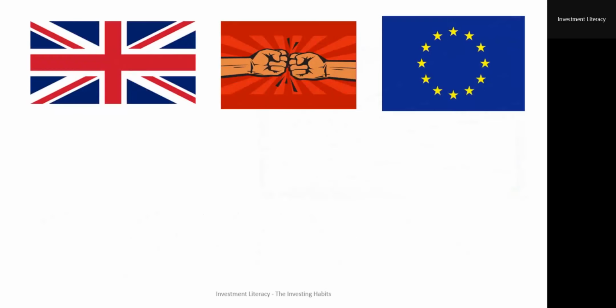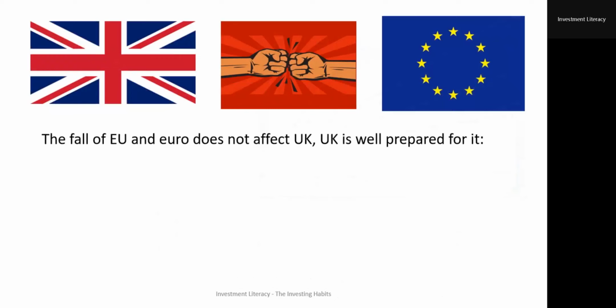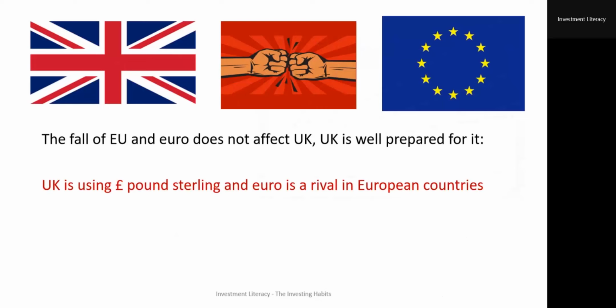And the US was successful in retaining the supremacy, and the UK assisted the US in doing so, because the fall of the EU and the Euro does not affect the UK at all. Indeed, the UK is well prepared for it. This is because the UK is using the pound sterling instead of the Euro. So the Euro becomes a rival for the pound sterling in European countries.